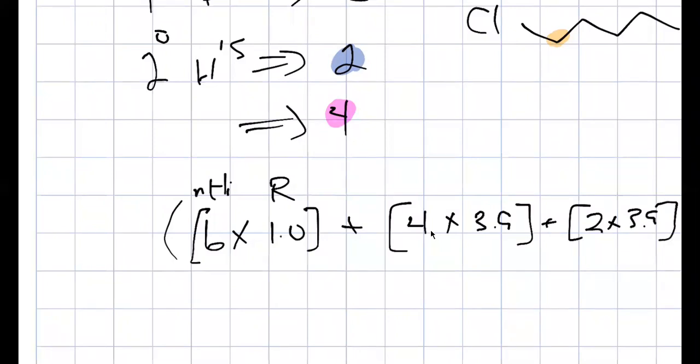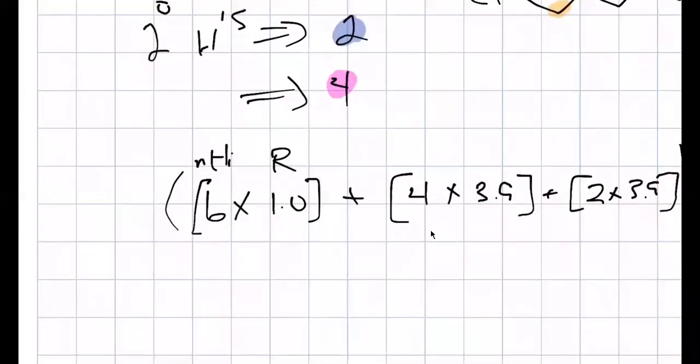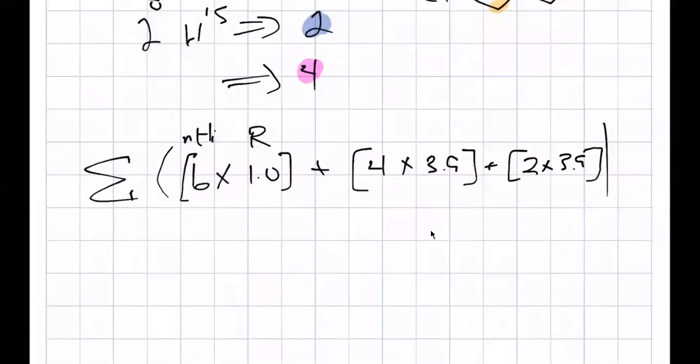Anybody not see what I just did or not understand? And so this is going to be my sum. I'm going to sum all of these up. Is that okay? If you don't see it, say something.